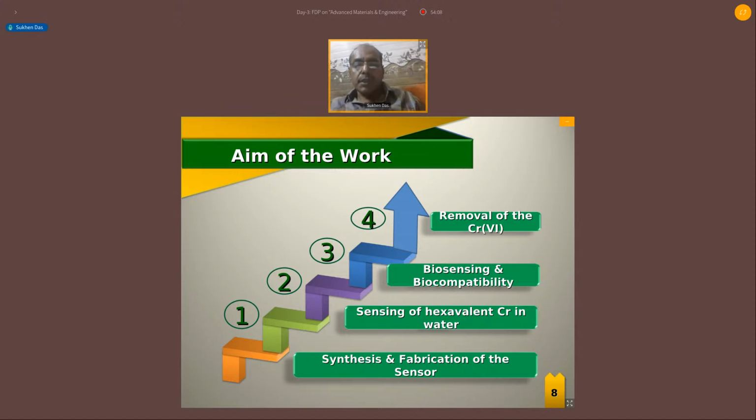So we have to fabricate or synthesize a sensor which can sense the presence of chromium very beautifully, and ultimately we have to remove that from the waste material, so that the pollution can be reduced.